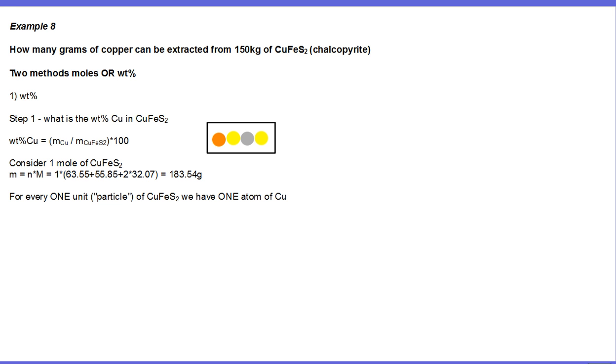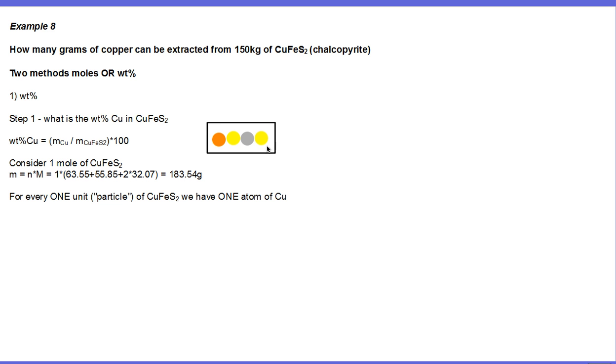The next thing to consider is, we know the mass of the mineral now. In order to find the weight percent copper, though, we also need to find the mass of the copper. So what I've got here is a little picture, and this picture is supposed to represent the mineral. It's got 1 atom of copper because there's 1 copper in the formula. It's got 1 atom of iron, the grey, because there's 1 iron in the formula. And it's got 2 sulfur atoms because there are 2 sulfurs in the formula.